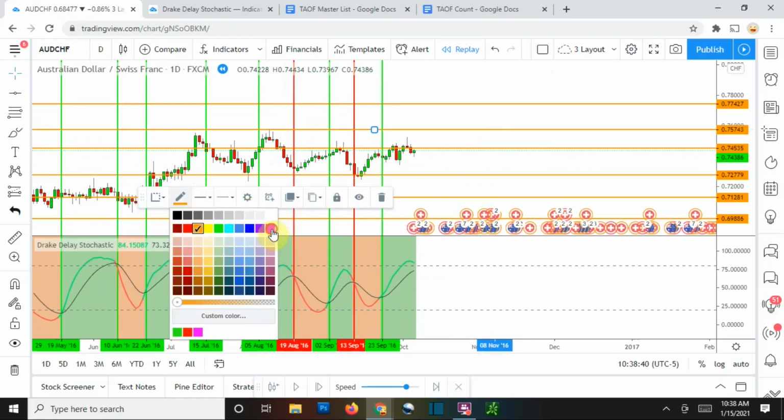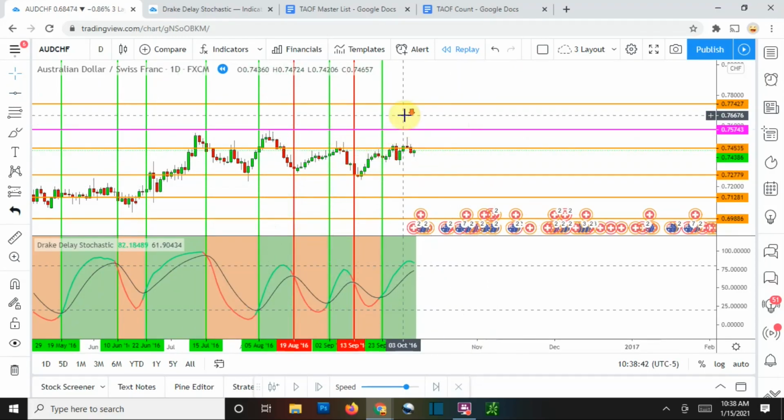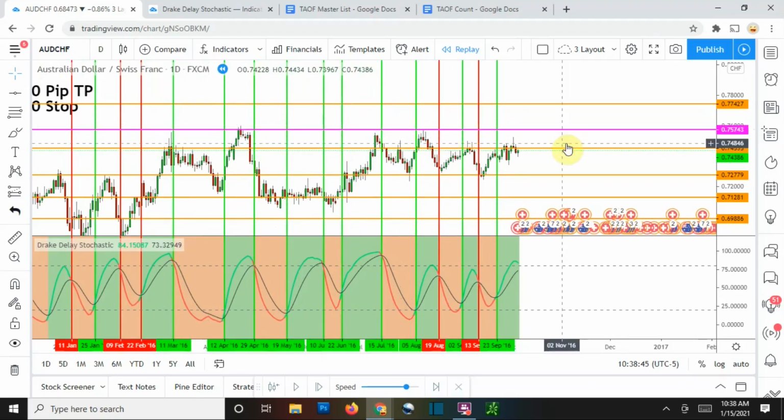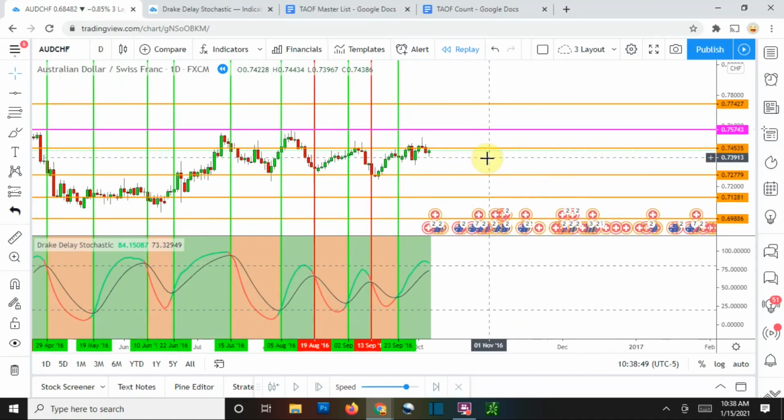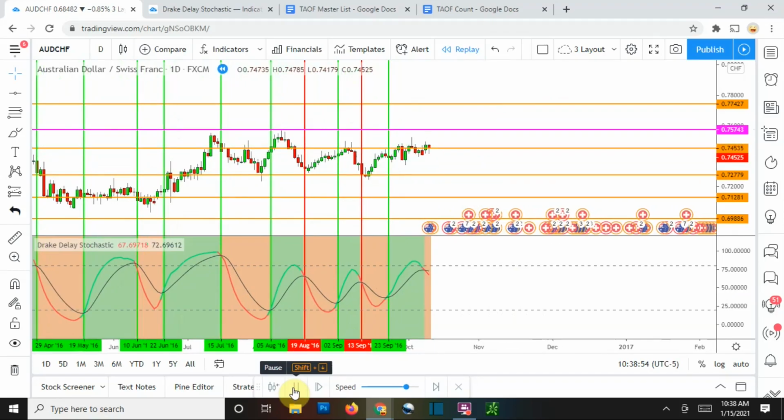This is not a Fibonacci level. This is an area where we've just noticed it has come up and bounced multiple times and hasn't been able to break and hold above that level for any period of time. So let's just go ahead and play this out and see what it does.